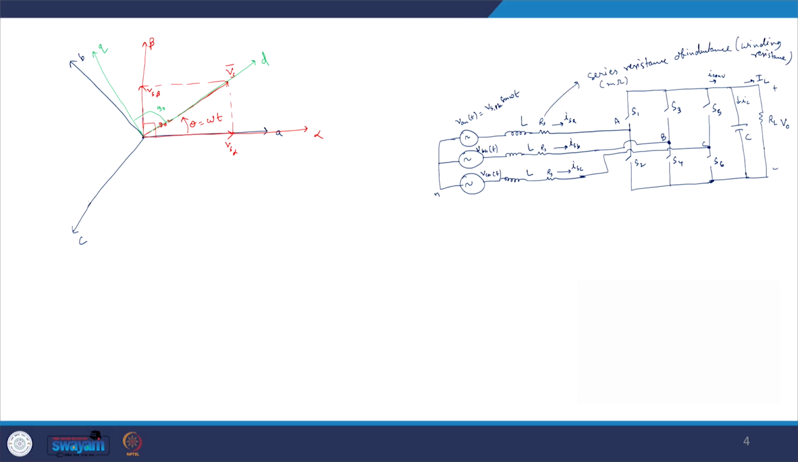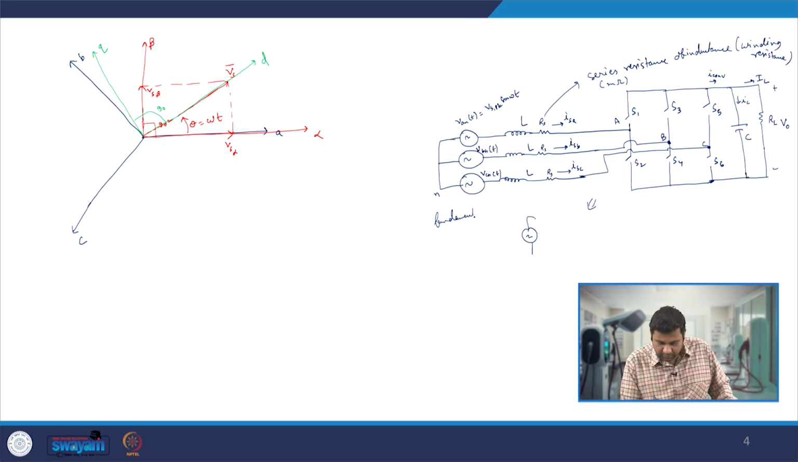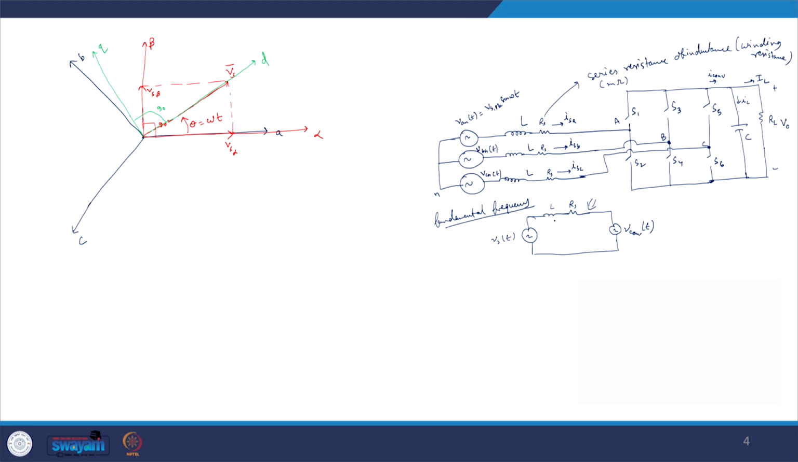So now let us draw the single phase equivalent of this, again in fundamental frequency terms. What we have is Vs of t, we have L and Rs, and then on the other side we apply V converter of t, and there will be the current Is of t which is drawn from the source, obviously for the fundamental frequency component.